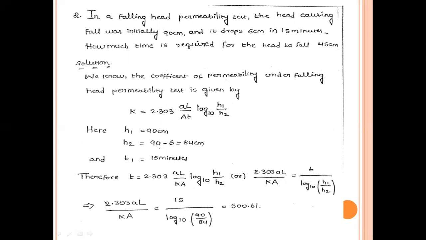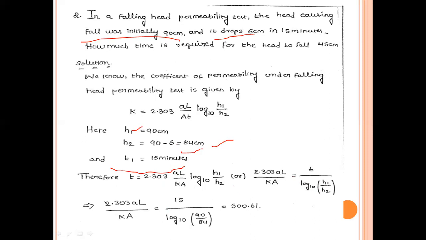Here H1 is 90 centimeters. The head causing fall was initially 90, so H1, and it drops 6 centimeters in 15 minutes. So the second stage is a 6 centimeter drop, meaning 90 minus 6, equal to 84. It is the second head, H2, and the time is 15 minutes. Therefore, t equals 2.303 AL by KA, log base 10 of H1 by H2.